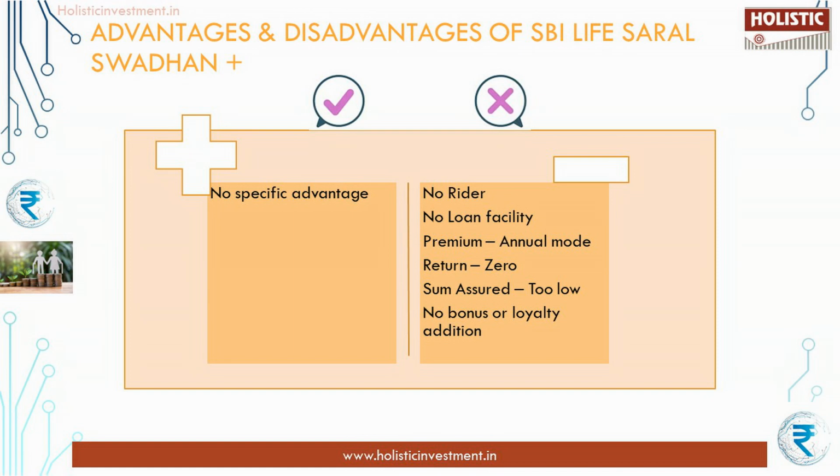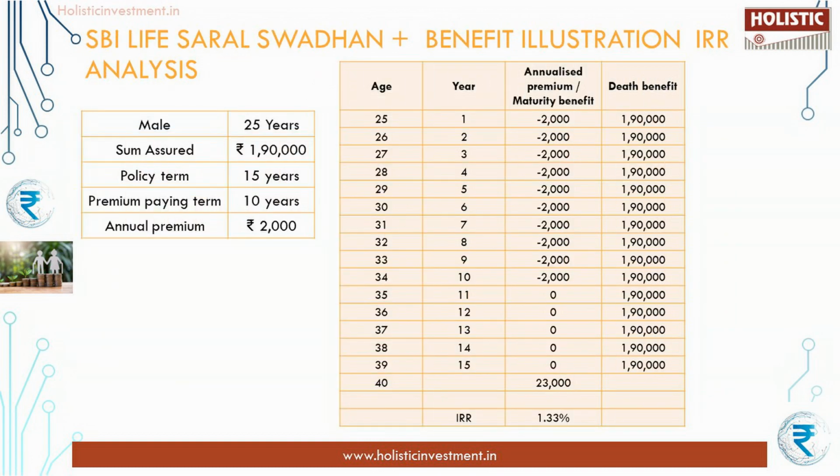To understand this, a benefit illustration taken from the policy brochure is explained here. A 25-year-old male buys SBI Life Saral Swadhan Plus for a sum assured of Rs 1,90,000. He would be paying an annual premium of Rs 2,000 for 10 years. At the end of 15 years, 115% of total premiums paid, that is 23,000, is given as maturity benefit. The IRR is calculated at 1.33% in the above illustration.